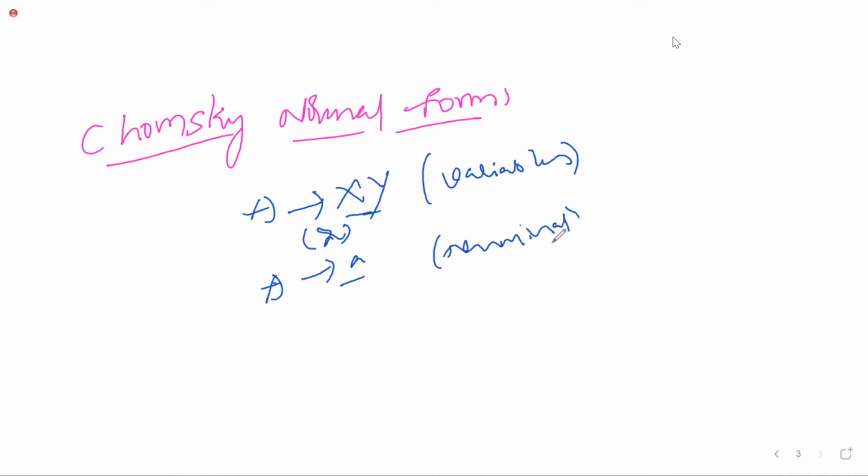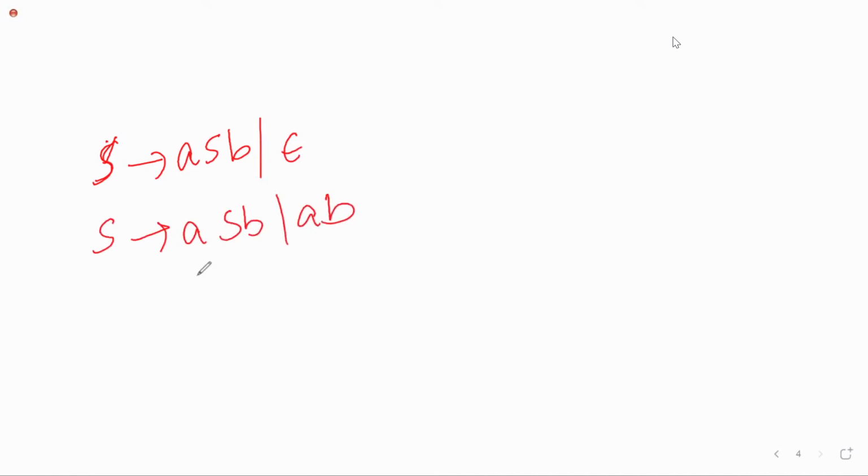Again, we'll come back to the definition after seeing one example. Then it will be easy for us to understand. So first I'm going to give you the example. The question is: S tends to ASB or epsilon, S tends to ASB or AB, A tends to a, B tends to b. This is the example given to you. You have to put this in CNF format.